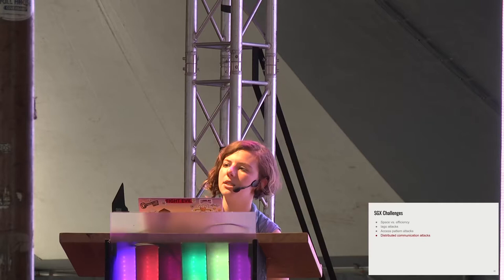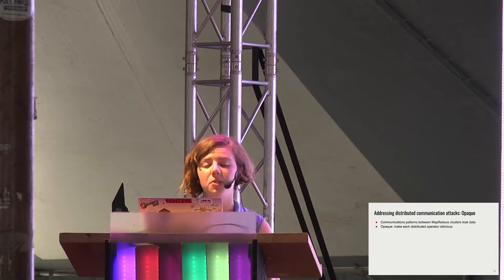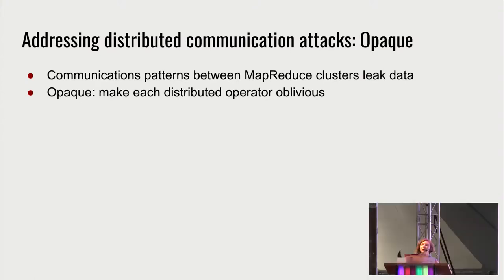And another thing is that this problem comes from them being small. So you might need to have multiple enclaves talking to each other, and their communication patterns can also reveal information. So you need to be careful about that as well. There was a cool system called Opaque that was using MapReduce clusters and looking at the communications between those and seeing what data that leaks, and found a way to hide that as well, given the particular size constraints.